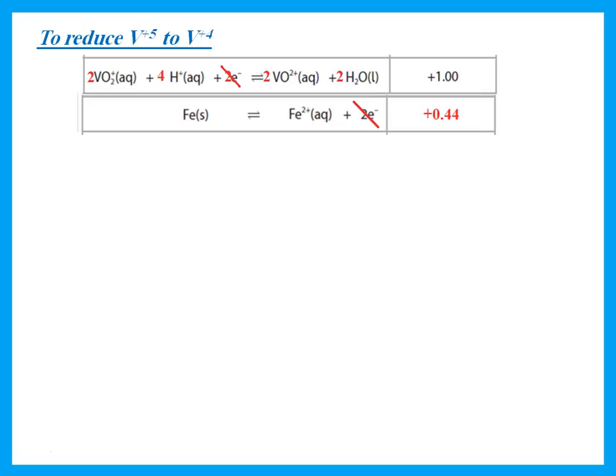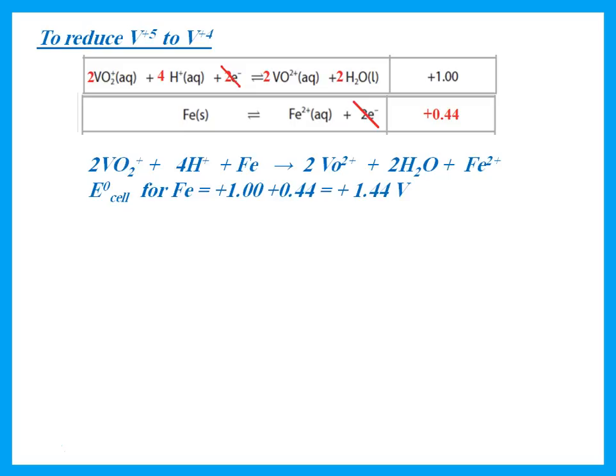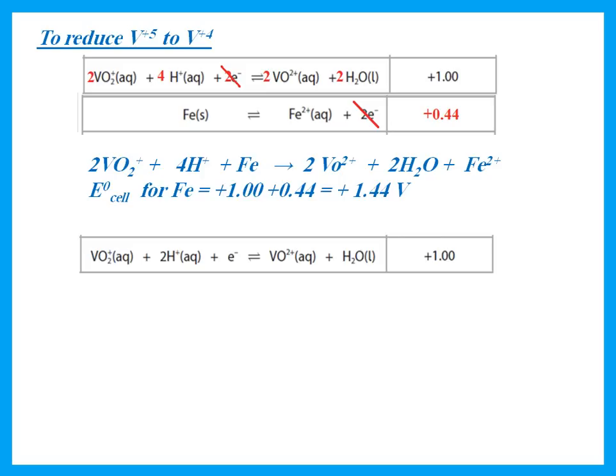Then, in order to add the two half equations, I need to multiply the upper equation by 2 in order to be able to cancel the electrons. I want 2 electrons each. So we multiply through by 2, cancel the electrons, add up everything on the left and everything on the right. So this is the net equation for the reaction. The E cell for that will be the plus 1 plus 0.44, and that means the E cell for this is a positive value, and that means iron will reduce V plus 5 to V plus 4.